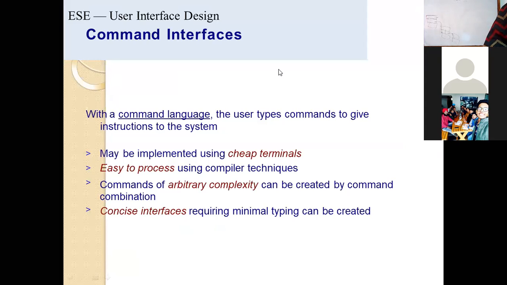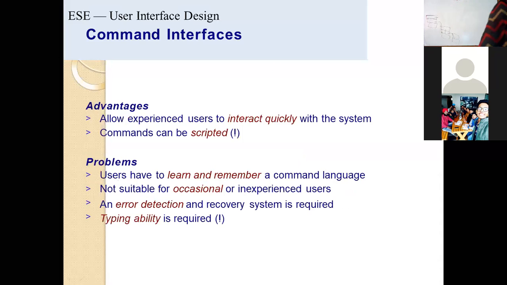We can use cheap terminals for typing commands, or easy-to-process compilers can be used, or commands of arbitrary complexity can be created by command combination, like control A plus T plus 5 plus 7. We can create a command combination, but I feel they are of no use, because people cannot remember such commands. Concise interfaces requiring minimal typing can be created. Advantages of command interfaces: they allow experienced users to interact quickly with the system, and commands can be scripted.